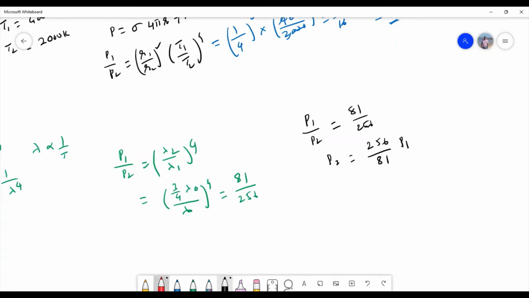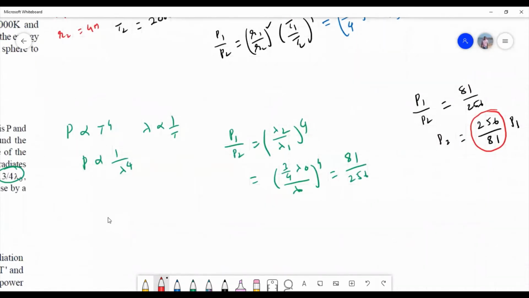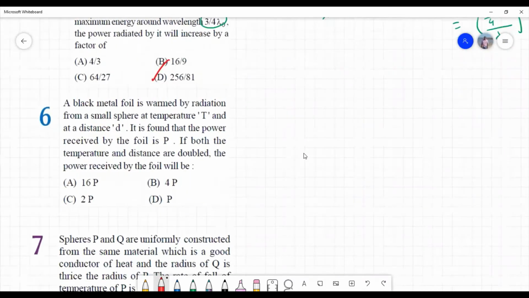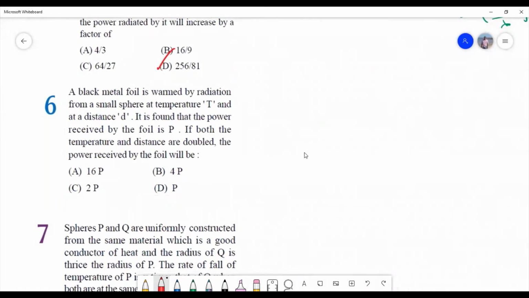Now he's asking how many times it is increased. It increased by 256 by 81. So I have to be careful. When the question asks how many times it is increasing, it is increased by 256 by 81 times the initial power. Let's see the sixth problem.